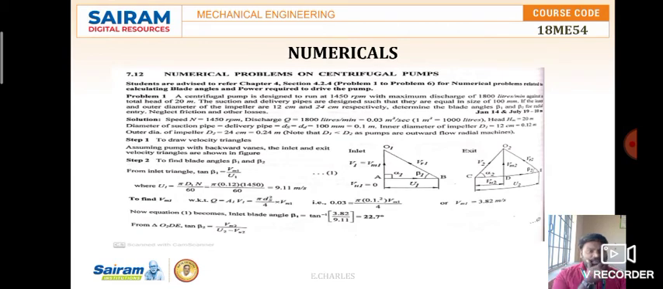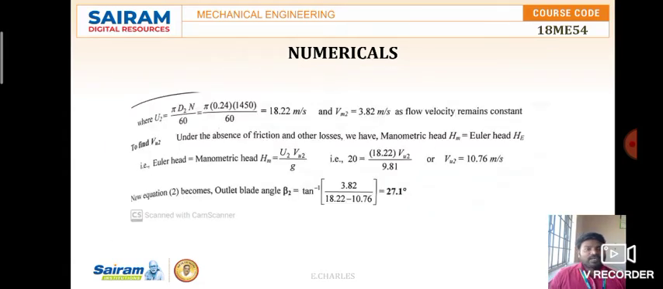Then again for tan beta 2, from the exit triangle, tan beta 2 is equal to Vm2 divided by U2 minus Vu2, since it is opposite side by adjacent side. Here U2 is equal to pi D2 N by 60, so pi into 0.24 into N divided by 60. You will get 18.22 meters per second, and Vm2 is 3.82 meters per second, as the flow velocity remains constant. So we have to find out Vw2.